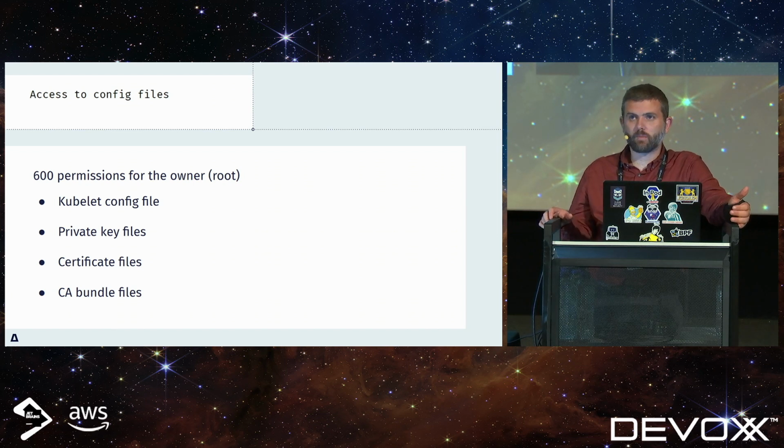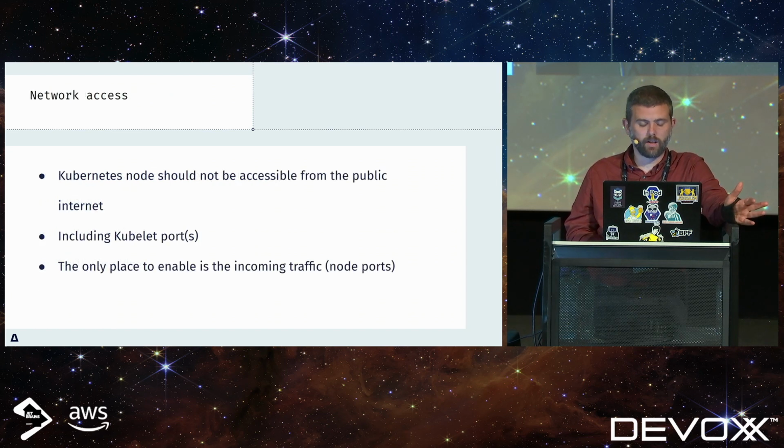And for example, there are cloud providers who are not storing these private keys inside the file system, but on a secure chip inside the virtual machine node. So access to all these files should be limited really much by the standard Linux file access configuration. And the network access to Kubernetes nodes should in general be limited pretty much.